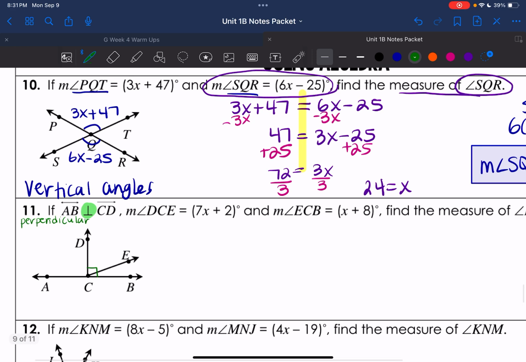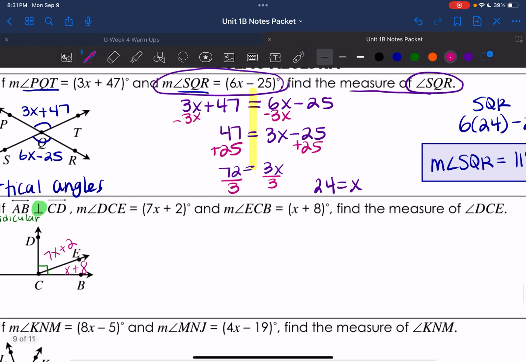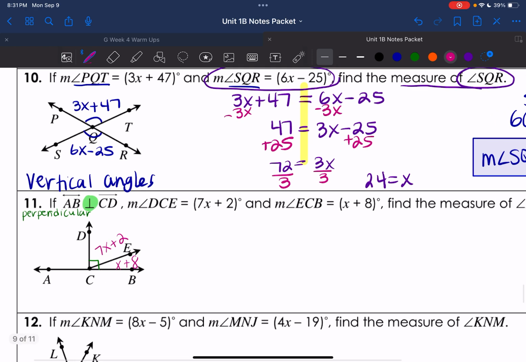Okay, the measure of DCE is 7x plus 2, so DCE is here. And ECB is that small area, that's x plus 8. Find the measure of DCE. Okay, so because they told us this part, the perpendicular part, I know that these two angles equal 90 degrees, so that makes them complementary. That means that when I add them up, so 7x plus 2 plus x plus 8, that needs to equal 90 degrees.